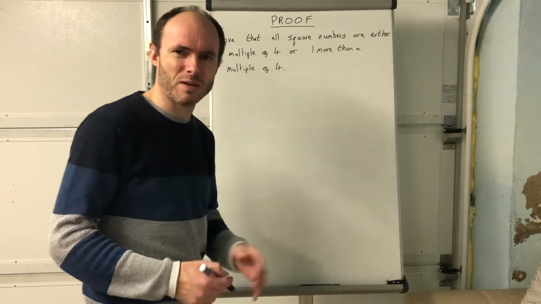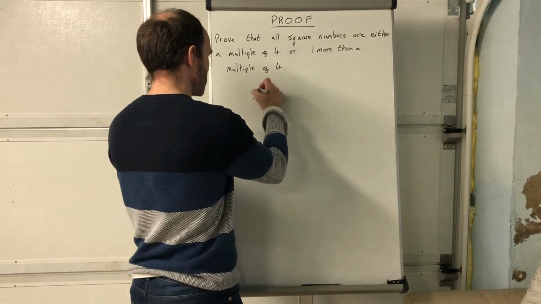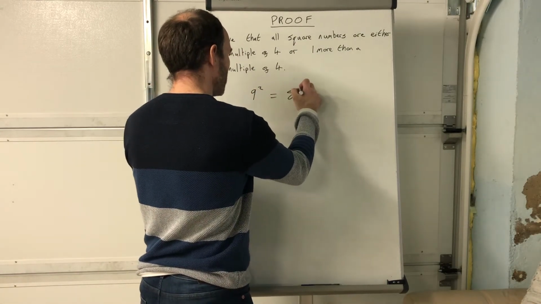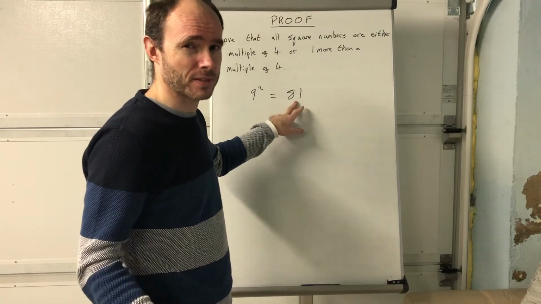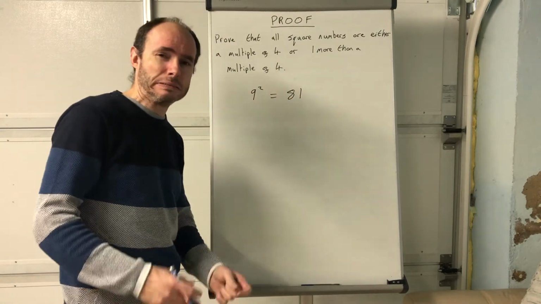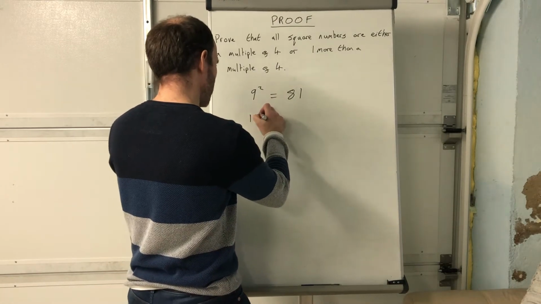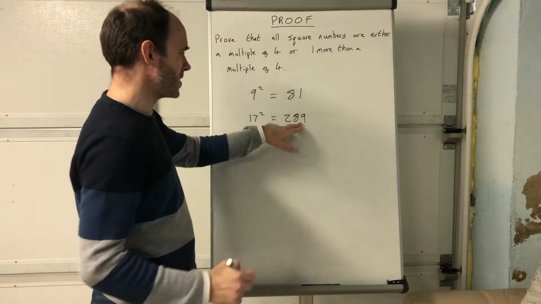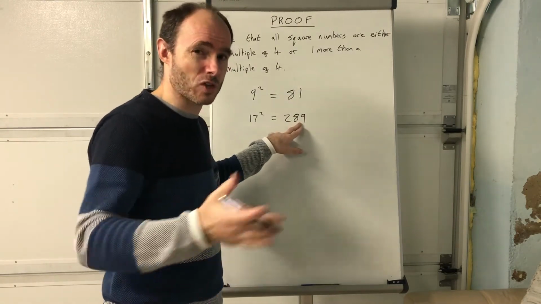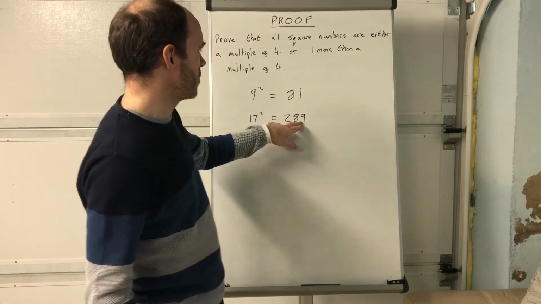So square number 9. 9 squared equals 81. And guess what? That is one more than a multiple of 4, isn't it? Let's go for another square number. I don't know what it is, 17? 17 squared is 289. And 288 is a multiple of 4. You can check it if you want. Interesting. So that's one more than a multiple of 4.